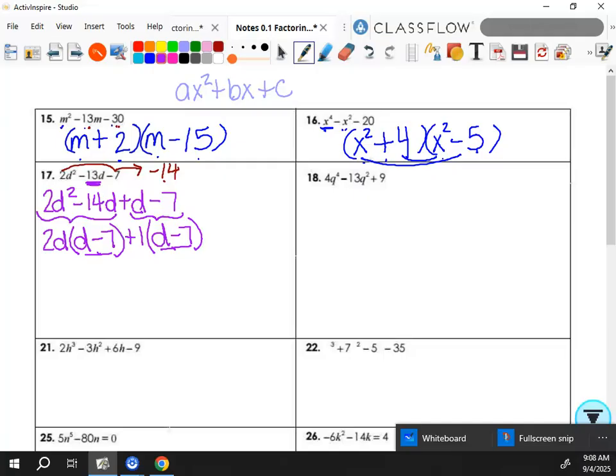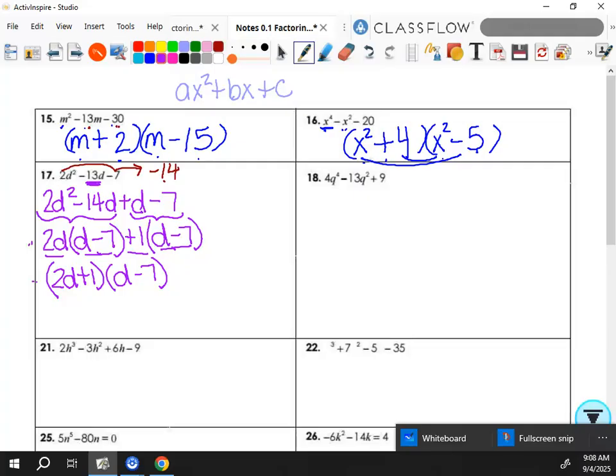So now we put this stuff all together. I've got this 2d plus 1 times d minus 7. That is fully factored. A lot of you want to stop before that, but that is actually factored. Okay, we good with that?